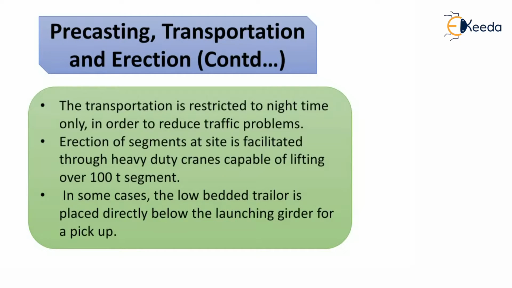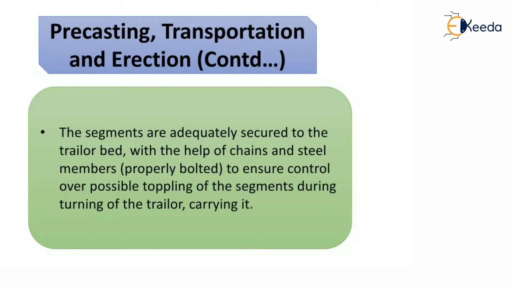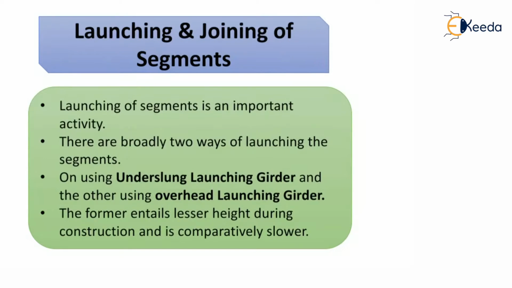The erection of segments at site is facilitated through heavy-duty cranes. In some cases, the low-bedded trailer is placed directly below the launching girder for pickup. The segments are adequately secured to the trailer bed with the help of chains and steel members to ensure control over possible toppling of the segments during turning of the trailer carrying them. Now, the launching and joining.